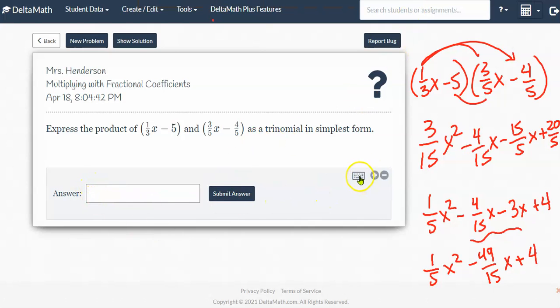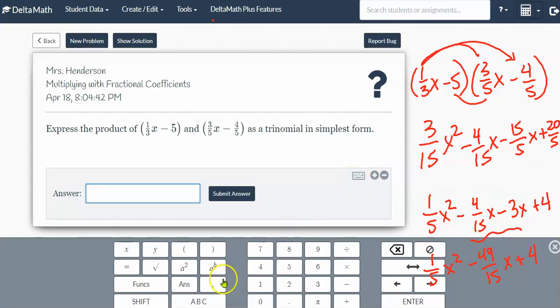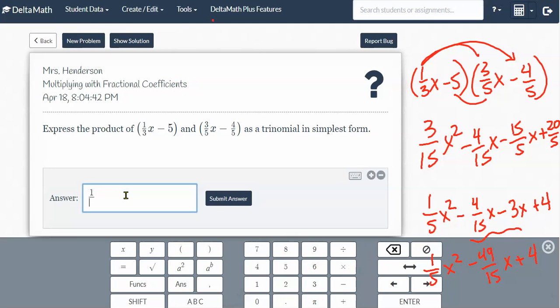All right, now for the hard part, typing it into this answer space. So I'm going to use my DeltaMath keyboard this time. And I'm going to type 1 and then division sign 5 and then x squared minus 49 division sign 15 x and then plus 4. Whoops, don't want that. I want my x on the side of the fraction and I want my plus 4 at the end like that.